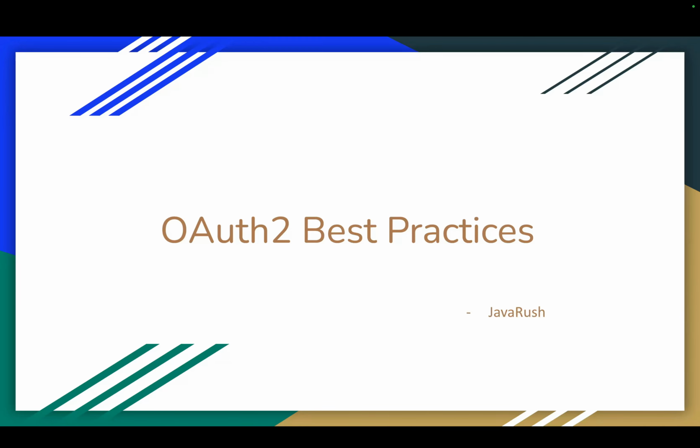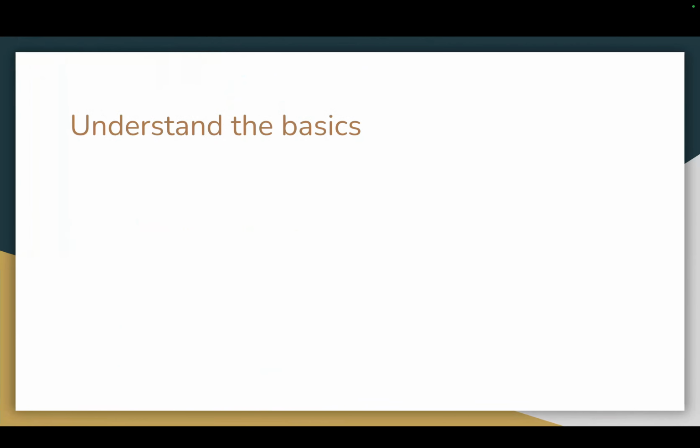Let's look at a few of the best practices while implementing OAuth2 solutions. First of all, you need to understand the basics of OAuth2. You need to understand what the roles in OAuth2 are, for example, OAuth server, client application, resource or API server, and the resource owner. And you need to understand the interaction between different parties of OAuth2.